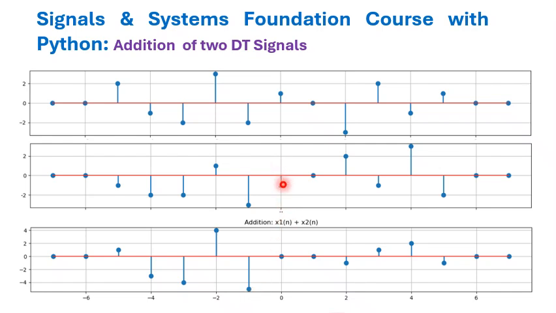Similarly, at 0, this signal has value of -1, and this one has value of 1. So -1 plus 1 will result in 0. Again, here both signals are 0, so the sum is 0. Also at this point, signal number 1 has value of -3 and signal number 2 has value of +2, so their sum will result in -1, that is -3 plus 2 results in -1. Similar argument applies here, and the signal is 0 from +6 towards infinity, and also 0 from -6 towards negative infinity. That's all about this one.